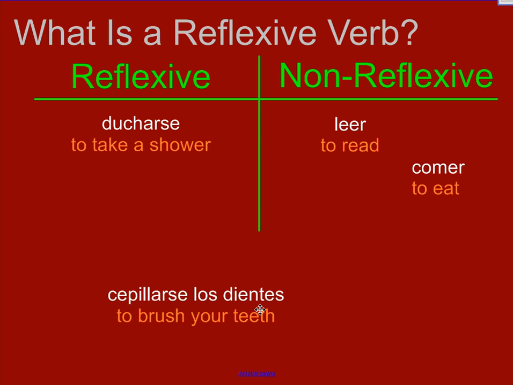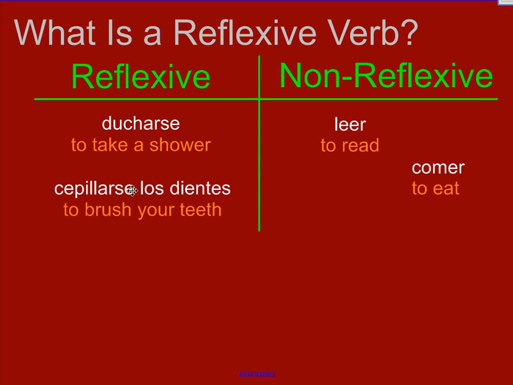And then to take a look at cepillarse, los dientes. This is a reflexive verb, one, because the infinitive cepillarse ends in se. And also, and this one gets a little bit complicated, when you brush your teeth, you are doing that action to yourself. Now, technically, you're brushing your teeth, but in Spanish, they look at it as saying that you are the person that's brushing, and you're the person that is getting their teeth brushed. So it's reflexive. You're doing the action to yourself.